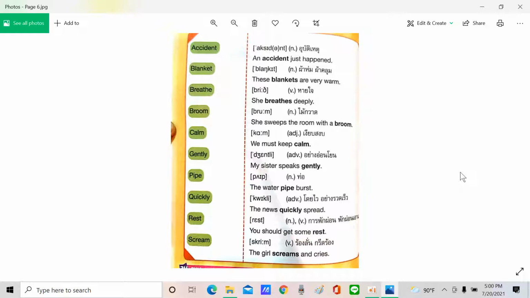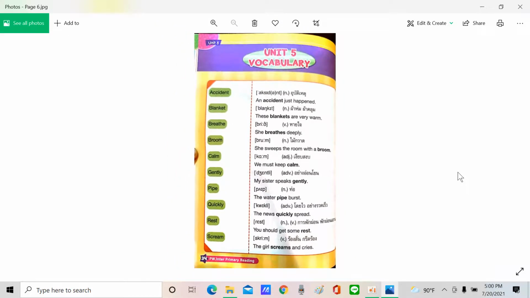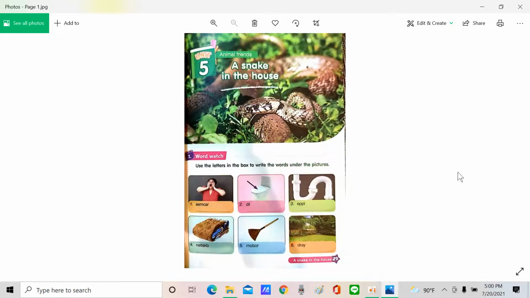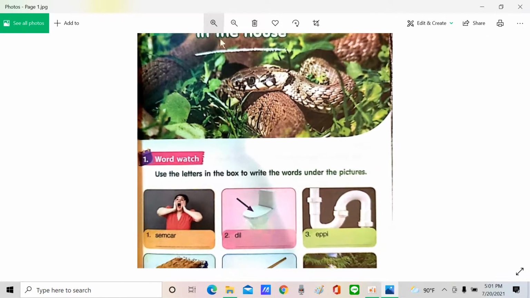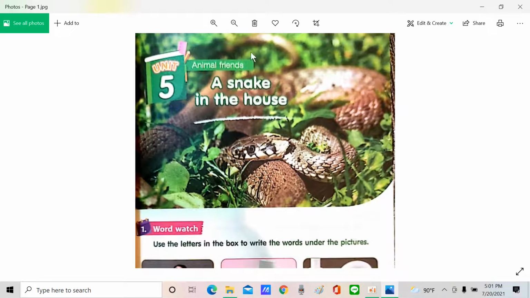Okay? Now we already learned these words. Now we are ready to read the story. Let's go to the first page. Now you can open your reading book on page 29. Page 29 in your reading book, and this is Unit 5.